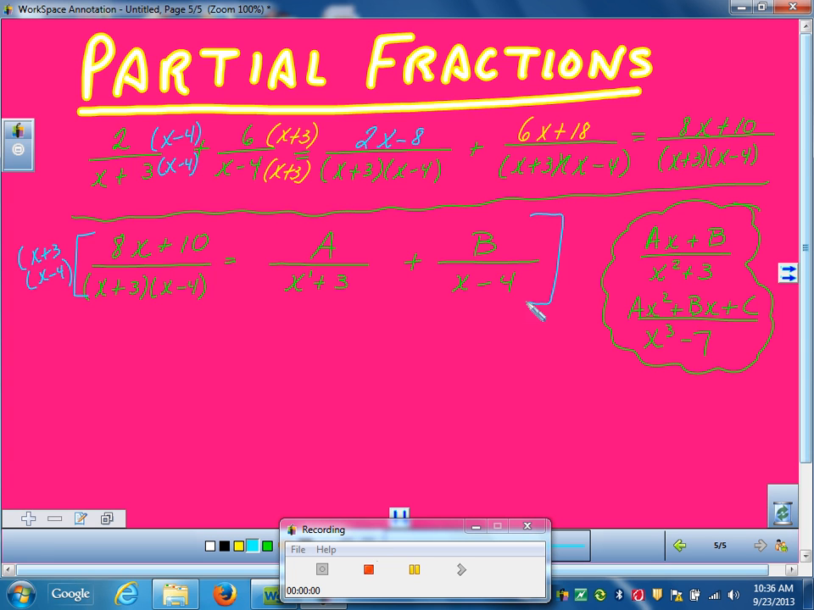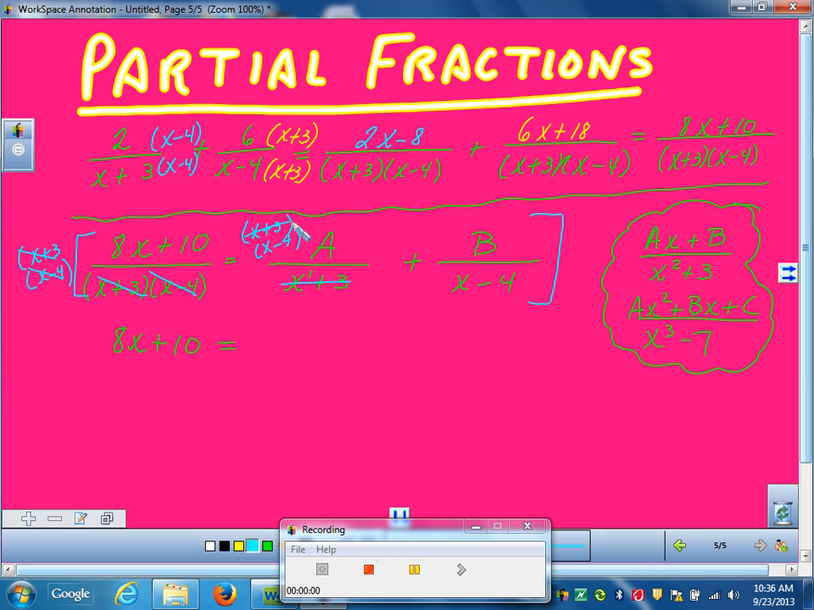So, consequently, the x plus 3 and the x minus 4 cancel, do they not? So what's left here? 8x plus 10. Okay. Now, when I take x plus 3 and x minus 4, the x plus 3 cancels.